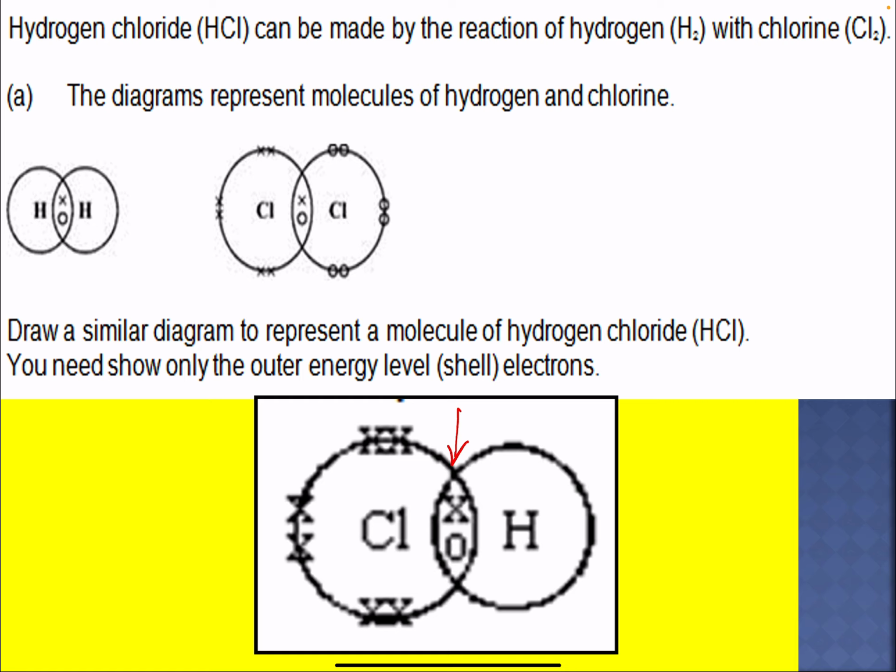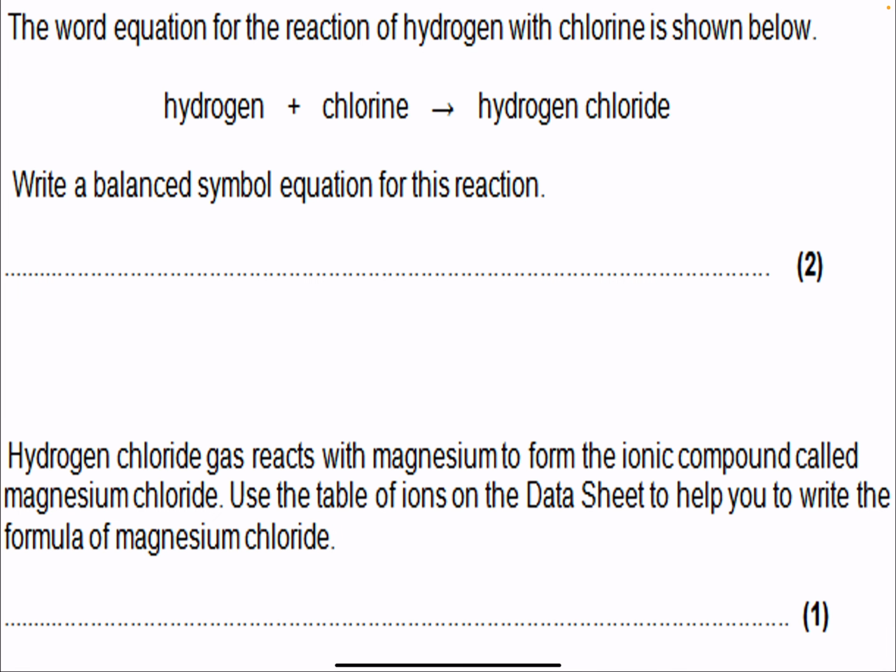If we move on. The word equation is hydrogen plus chlorine gives you hydrogen chloride. Write a balanced symbol equation for 2 marks. And the next question, for 1 mark: hydrogen chloride gas reacts with magnesium to form an ionic compound called magnesium chloride. You need to find out the formula for magnesium chloride. So pause the video here.